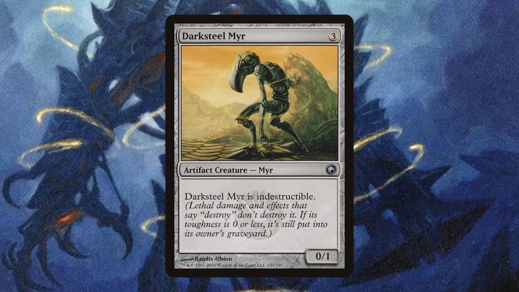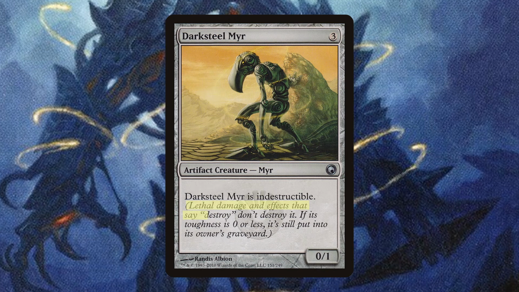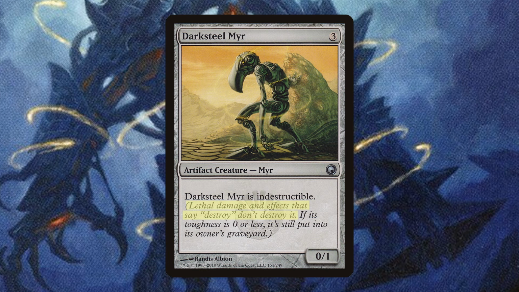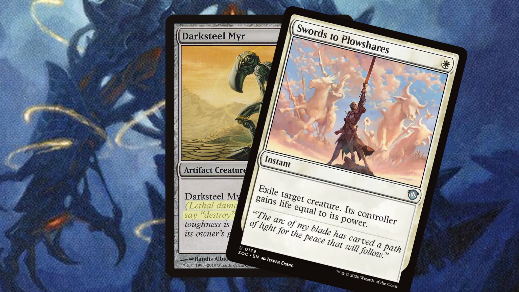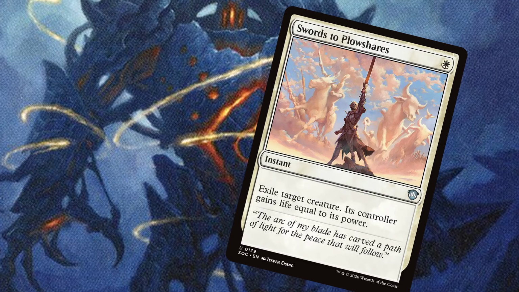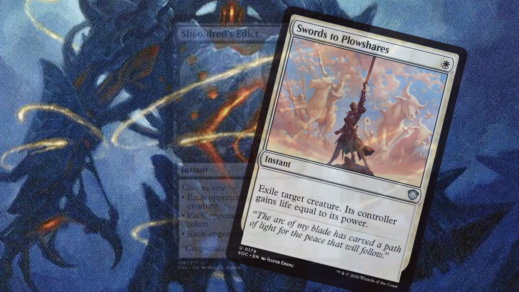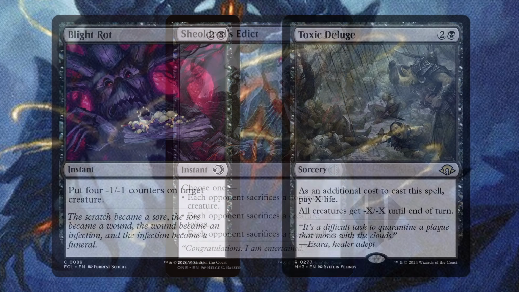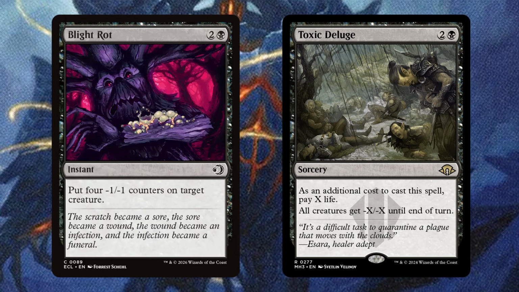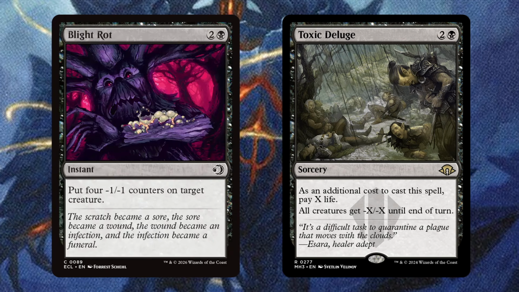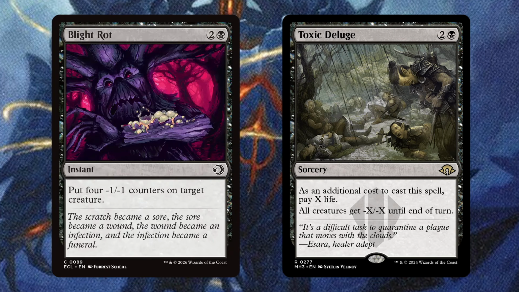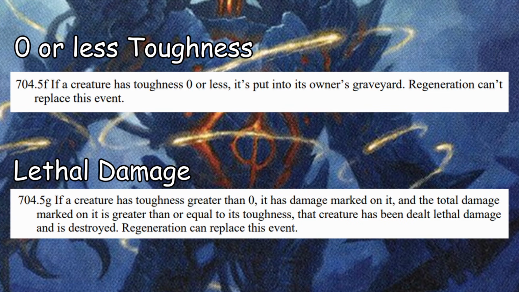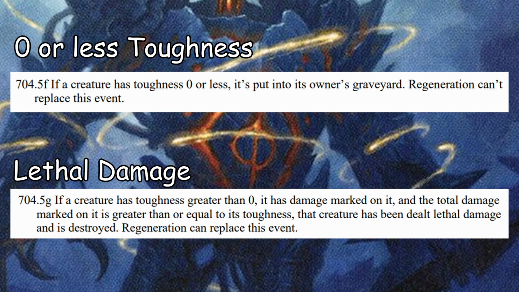Indestructible is a keyword that states damage and effects that say destroy don't destroy this. There are a few ways to kill an indestructible creature. One is by exiling. Exiled creatures aren't destroyed, they're exiled. Second, by forcing an opponent to sacrifice it. The third is through -X effects. This can be accumulated through -1/-1 counters or spells like Toxic Deluge.